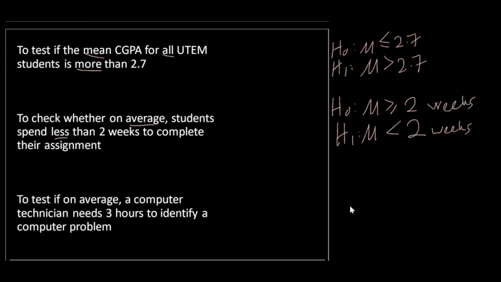And we have here to test if on average, again average, a computer technician needs 3 hours to identify a computer problem. So average equals to 3 hours, and the alternative would be the opposite of this, which is not equals to 3 hours.